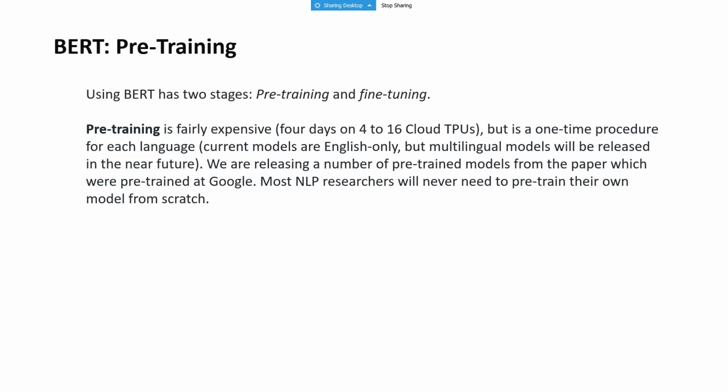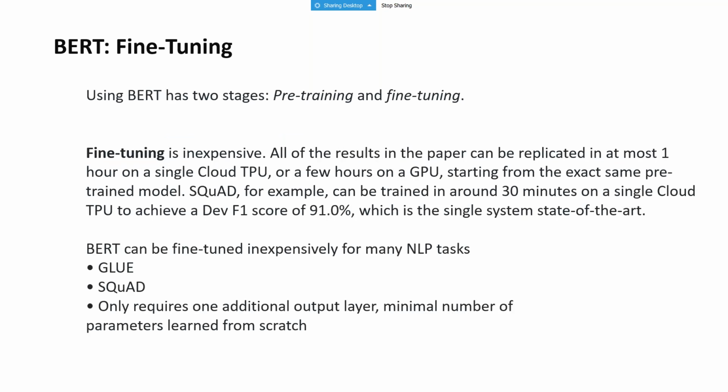This is the pre-training model, and fine-tuning is very important. It's inexpensive, and all of the results in the paper can be replicated in at most 1 hour on a single cloud TPU, or a few hours on a GPU, starting from the exact same pre-trained model. SQuAD, for example, can be trained in around 30 minutes on a single cloud TPU to achieve a dev F1 score of 91%. So BERT can be fine-tuned inexpensively for many NLP tasks like GLUE and SQuAD, and only requires one additional output layer and a minimal number of parameters. This is the fine-tuning side.